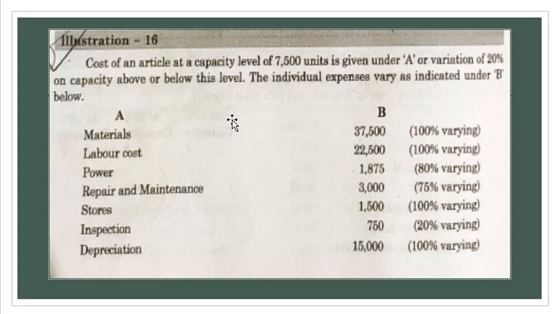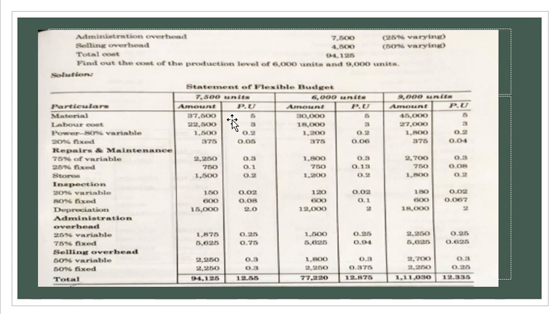As it is stated 100% is varying, so the full 100% will be variable expenses. So material 37,500. To find out the per unit value, for 7,500 units, 37,500 divided by 7,500 will give us 5. So the per unit value for material is 5.